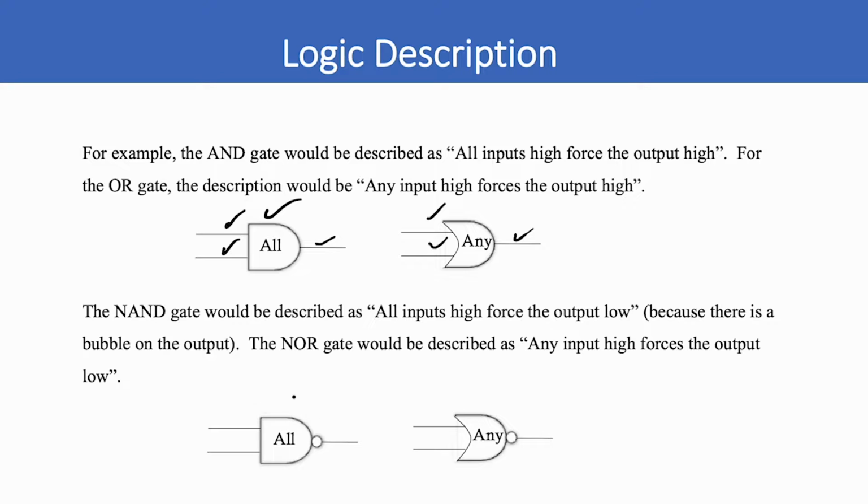For the NAND gate, we would say all inputs high give an output of low. So all inputs high would give an output of a low. For the NOR gate, we would say any input high gives an output of low.